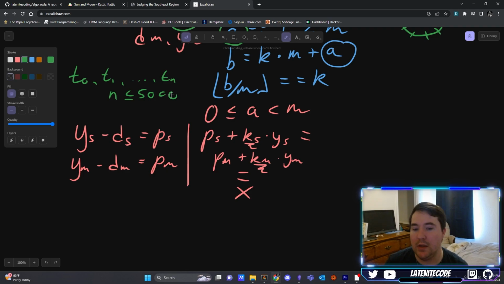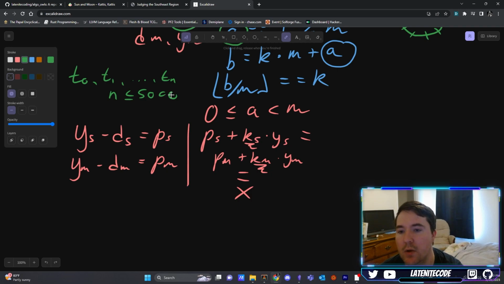Okay. Well, the way we can do that is with mods. If we look at PS and PM, we can look at those as values, meaning the number of years until we hit the sun and moon being in the correct position. But they're also modulo classes. They represent a point along that circle.